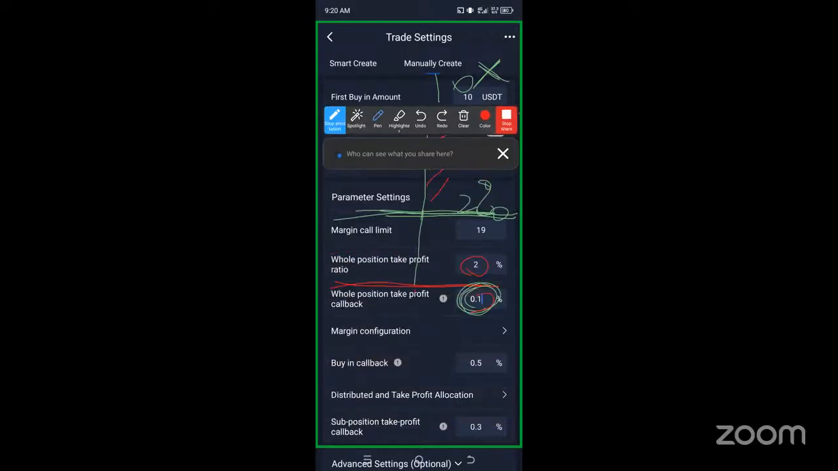Then the opposite of this, remember, you have your money. When the market comes down, you tell the robot to buy. And you said buy when it reaches 2%. And when you come to buy-in callback and you put 0, automatically when it reaches 2%, it will buy.